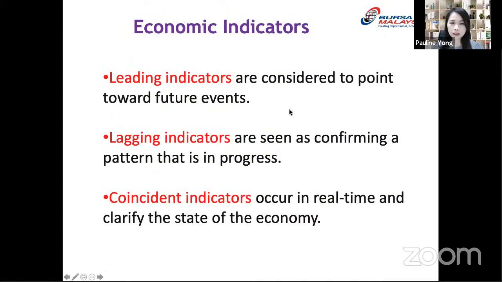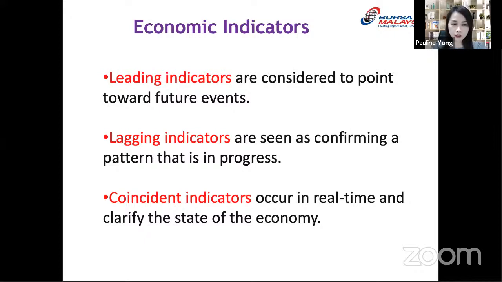Okay, so in terms of economic data, you have three types: leading, lagging, and coincident. When you see the word leading, it means the information will show you what is going to happen in the future. These leading indicators are particularly important for the stock market, because the stock market itself is a leading indicator of the economy. The way market participants behave is in anticipation of what is going to happen in the future for the economy. So that is leading indicator.